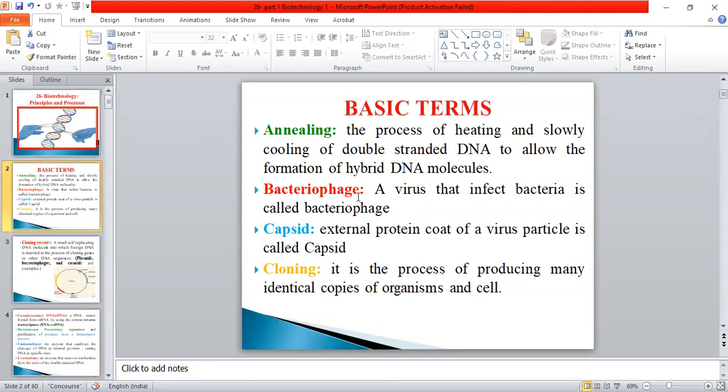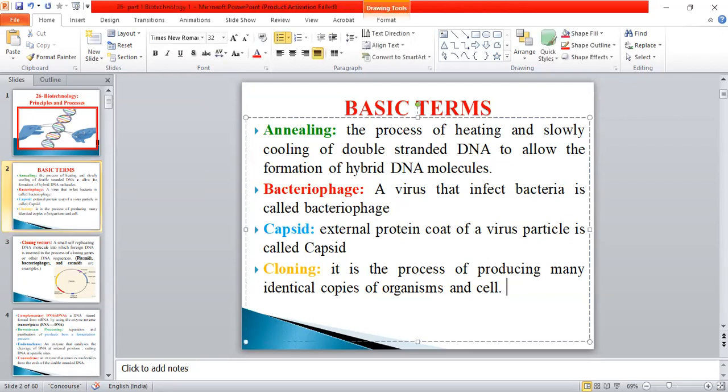Bacteriophage is nothing but the virus that infects the bacteria. Capsid is nothing but the external protein coat of the virus particles. Inside the capsid, there are so many capsomeres also. Particularly, tobacco mosaic virus contains 2,384 capsomeres.